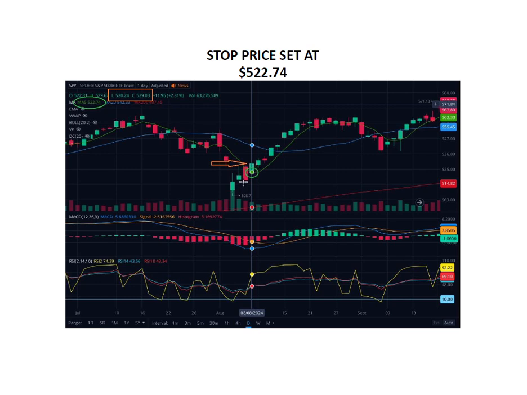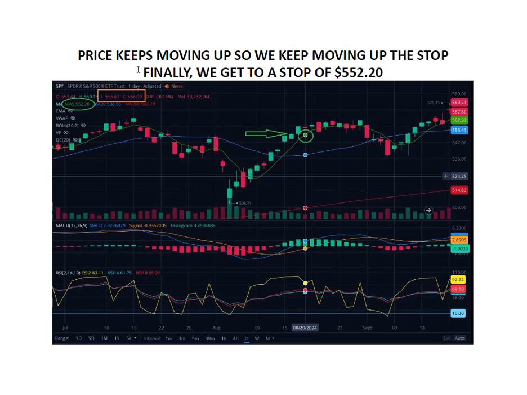I'm happy for what, 3 days? Yeah, I'll take that. I'll take that times however many shares you have. So again, we have our stop set at the 522.74 right here. So the price keeps moving up. As you can see, the price just keeps moving up, and therefore so does the MA5 here. It also follows it because it's the 5-day moving average, and that's pretty self-explanatory. It's just the average over the 5 days.